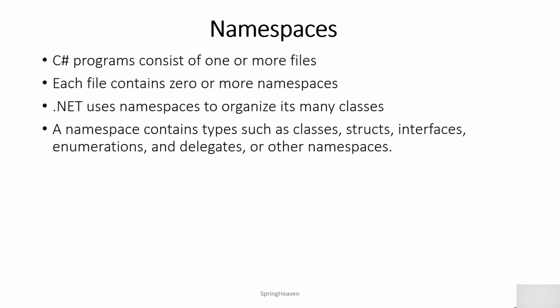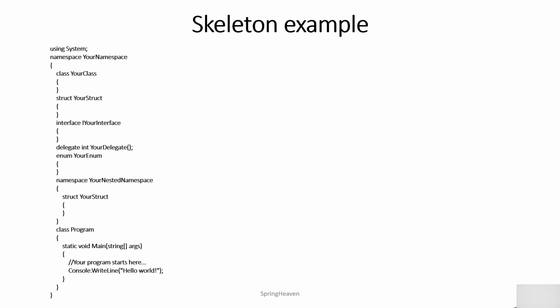A namespace contains types such as classes, structs, interfaces, enumerations, and delegates, or other namespaces. So this is a sample example of the skeleton of a program in C Sharp. It contains almost all of the types that we saw above.